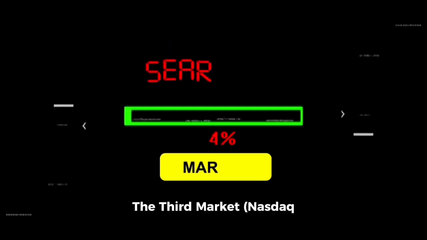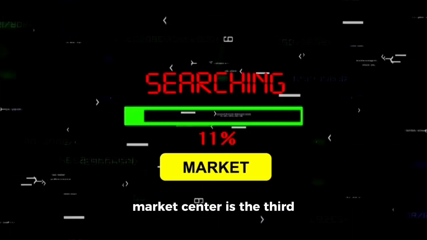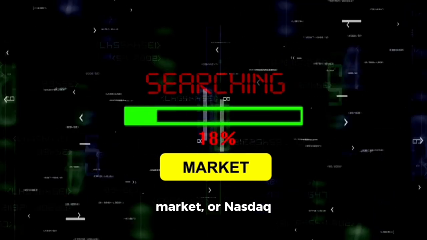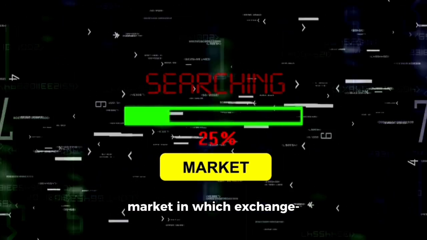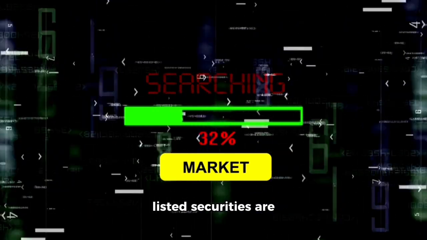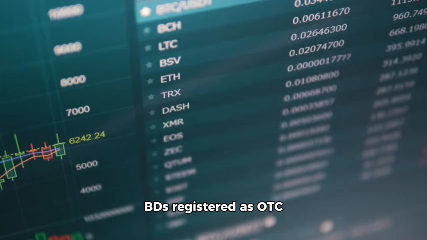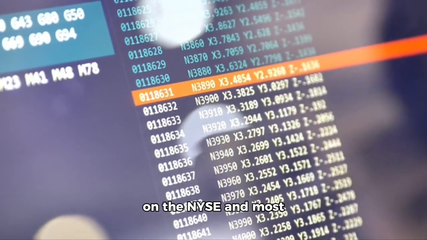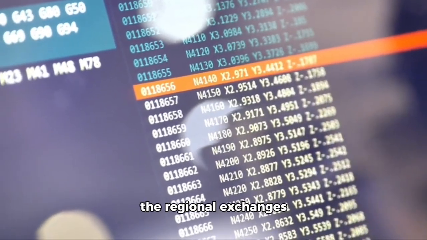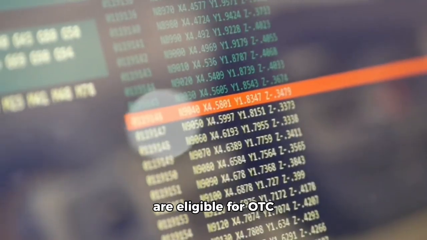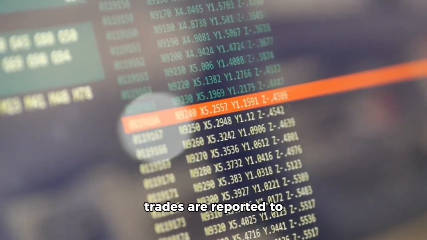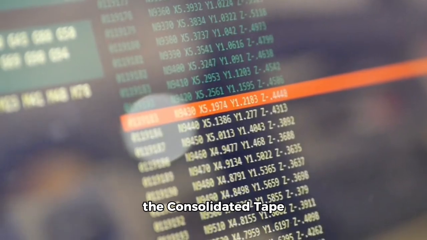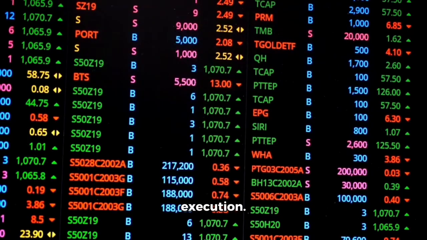The third market, Nasdaq Intermarket. Another market center is the third market, or Nasdaq Intermarket, a trading market in which exchange-listed securities are traded in the OTC market. BDs registered as OTC market makers and listed securities can do transactions in the third market. All securities listed on the NYSE and most securities listed on the regional exchanges are eligible for OTC trading as long as the trades are reported to the consolidated tape within 10 seconds of execution.